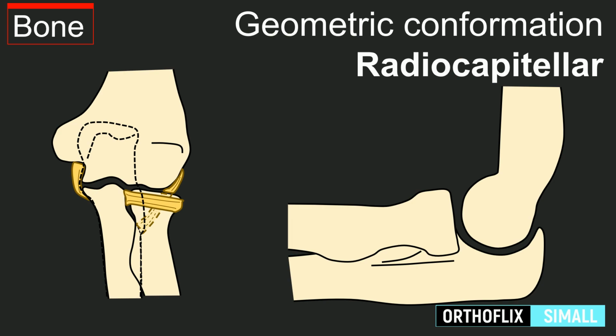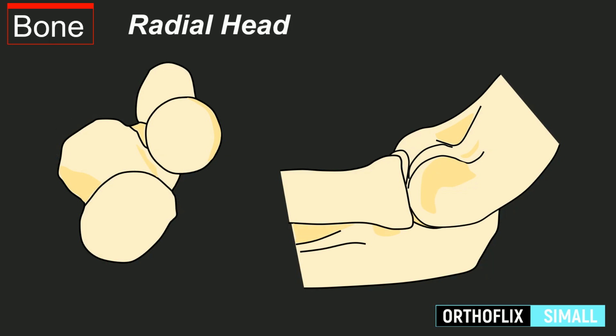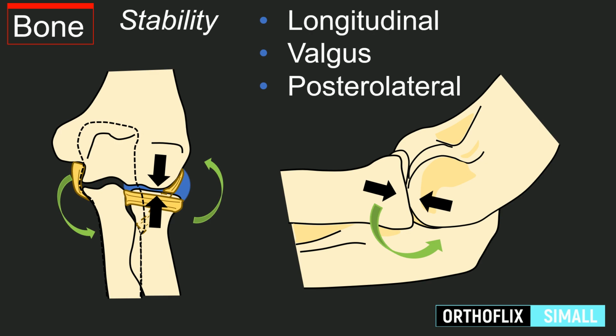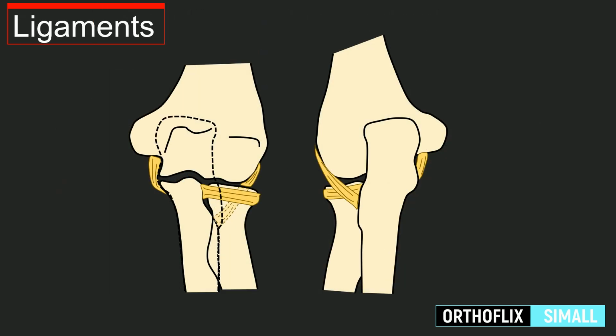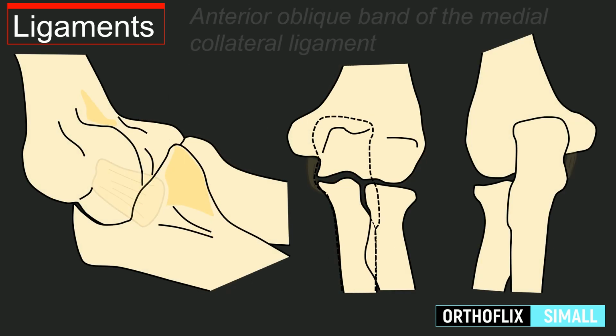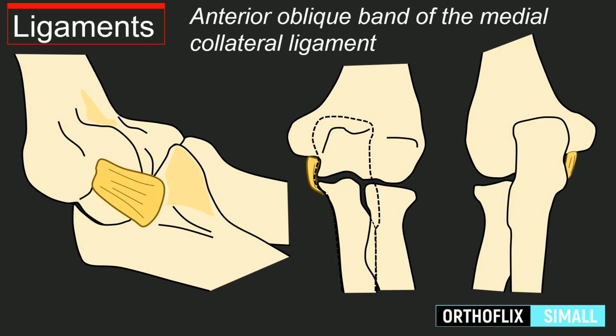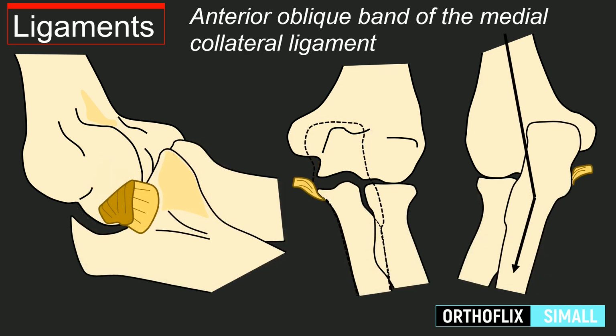The same is seen with the radiocapitellar joint. The radial head is also in front of the elbow, it's also like a big bumper, and it contributes to elbow stability in a longitudinal fashion for the forearm, valgus, and posterolateral instability. Ligaments in the elbow are extremely important, they are extremely tight as well. We have the medial collateral ligament, especially the anterior oblique band of the medial collateral ligament, which resists valgus instability.